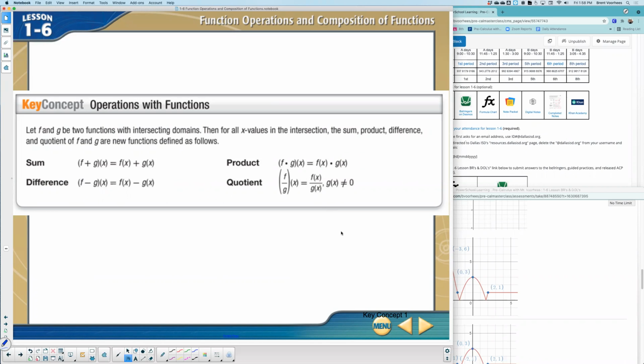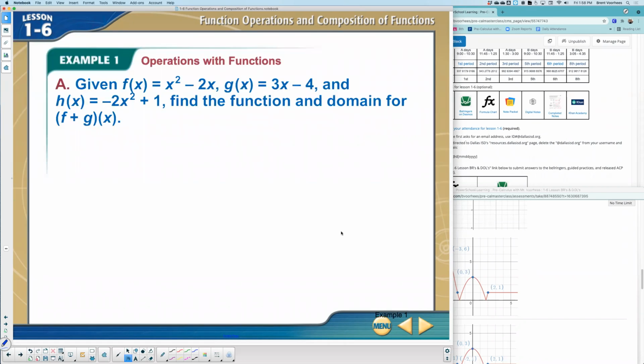I will write this as we go, but this is a basic sheet just saying when you have 2 equations, you can do the normal math with those 2 equations. So let's see 4 examples I have for you. Example 1, A, B, C, and D. We'll start with f plus g. It says, given these 3 equations, f, g, and h, find the function domain for f plus g. So what we're going to focus on in this first problem, example 1a, is only f plus g.